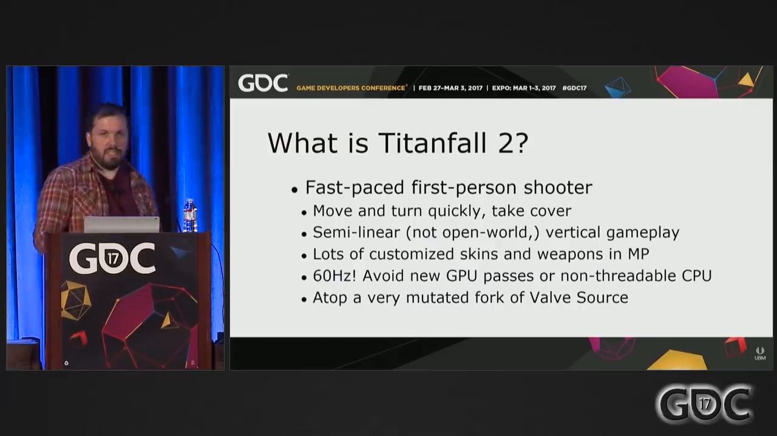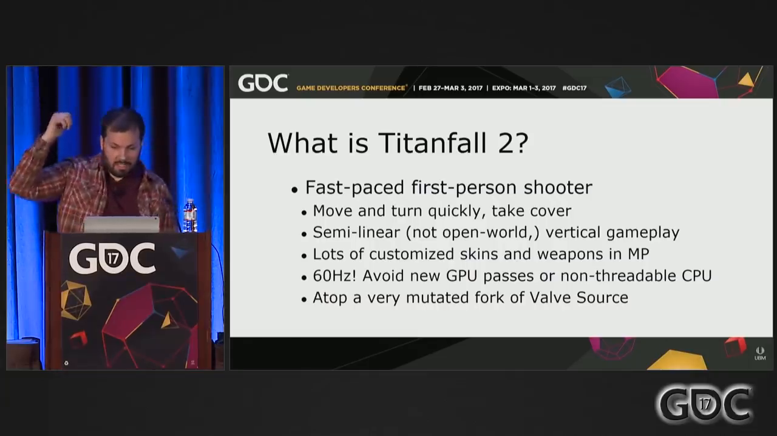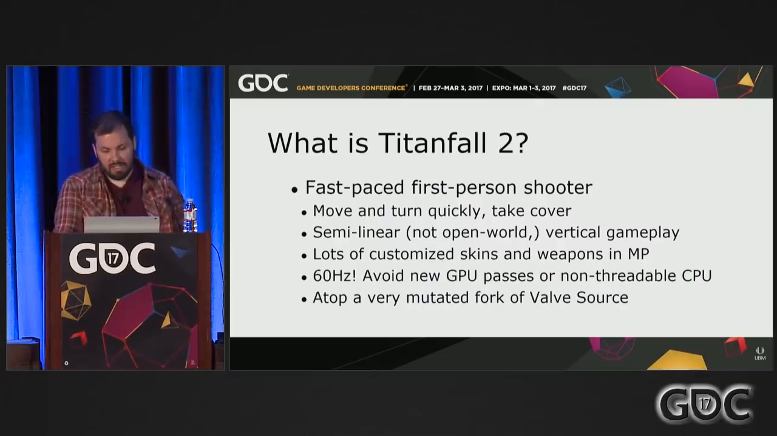Titanfall 2. Titanfall 2 is a fast-paced first-person shooter. That means that the camera is located inside the player's head, and the player can move quickly, turn quickly, hide behind cover, and come out of cover. There's vertical gameplay: they can eject vertically, rapidly, and they can fall rapidly, obviously. The game itself is semi-linear. It's not really an open world game, though the multiplayer is a little more open than the single player.